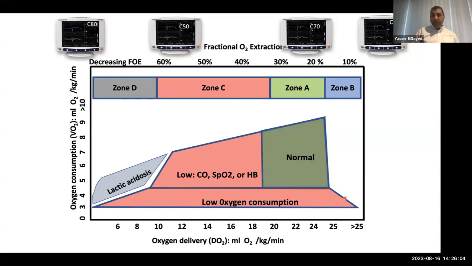You have here an area where you have normal oxygen delivery, but the extraction is very low. And this could be, for example, in case of HIE, where the brain does not extract oxygen, although there is enough delivery, because the organ is sick. The organ does not consume oxygen because of injury.